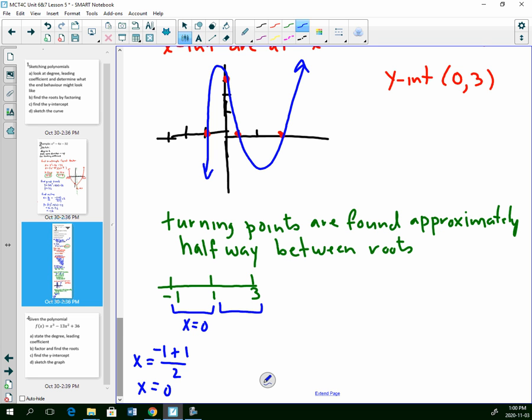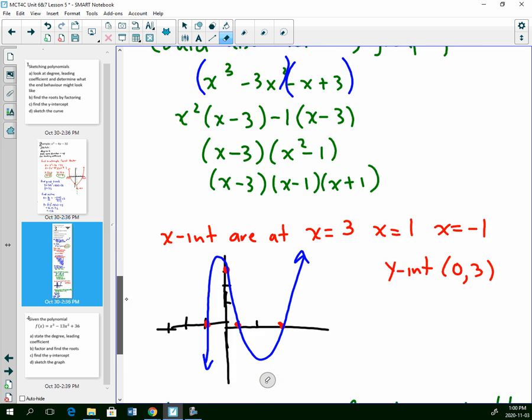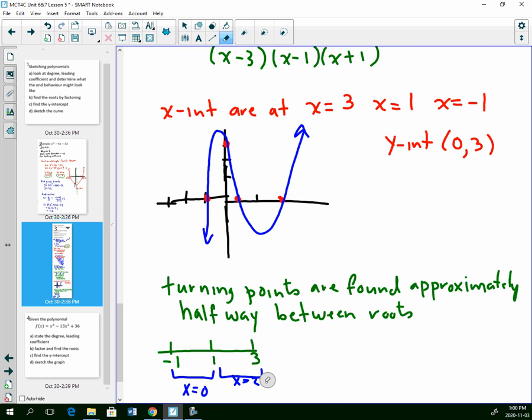And then the other one would be between 1 and 3, so we could find the halfway point. So add them together, divide by 2, and the other one would be at 2. So that's approximately where they occur, right? So in actual fact, in this polynomial, the turning point is the y-intercept because I have a turning point at 0. So it's not always the turning point, but in this case it is. So this one turns through the y-intercept.